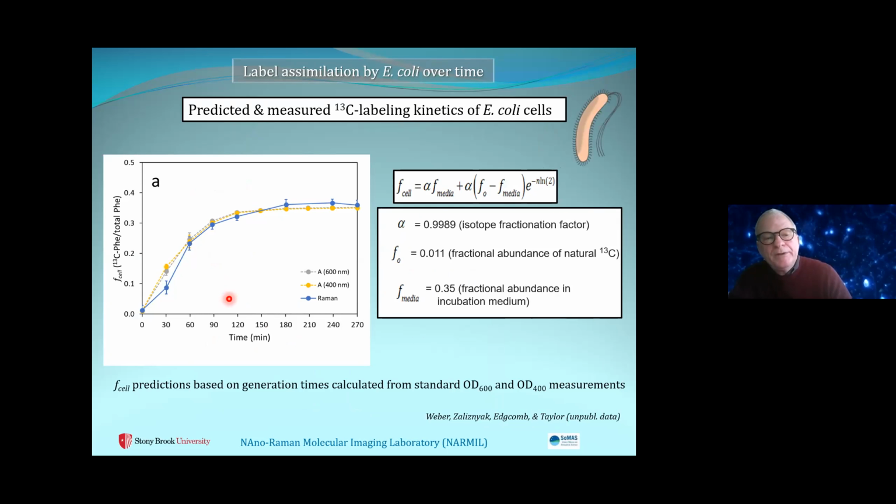We then surveyed the prey population by Raman and measured the fractional abundance of the cells, how much C13 per cell. We compared that to predictions based on growth curves that we made just by using old-fashioned optical density or just spectrophotometry. The blue curve is what was measured directly cell by cell using Raman. And the other two curves, gray and yellowish, are the predicted labeling rates. And you can see that they overlap perfectly.